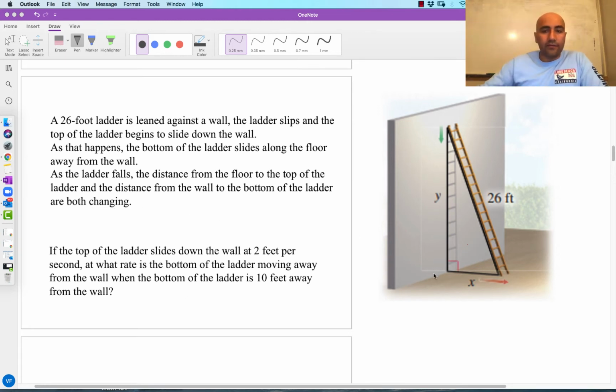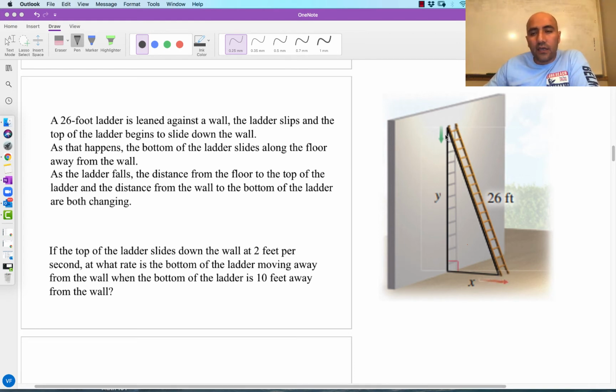Okay, so we have a couple of areas. We have the variable y to represent this distance along the wall, the height from the top of the ladder all the way down to the floor. But then we also have a speed at which it is changing, right? So that's going to be the instantaneous rate of change of the y variable. And then we also have the x, which is the distance from the bottom of the wall all the way to the bottom of the ladder along the floor. That's the x distance. And then we have the way it's changing, right? How fast is it moving?